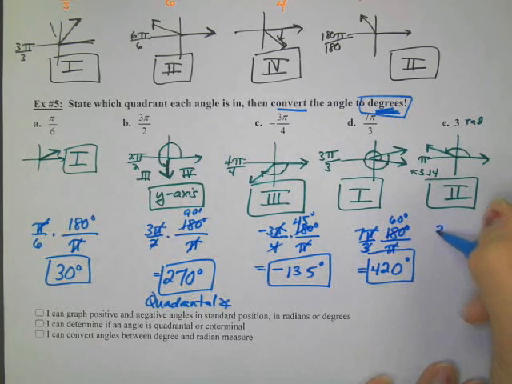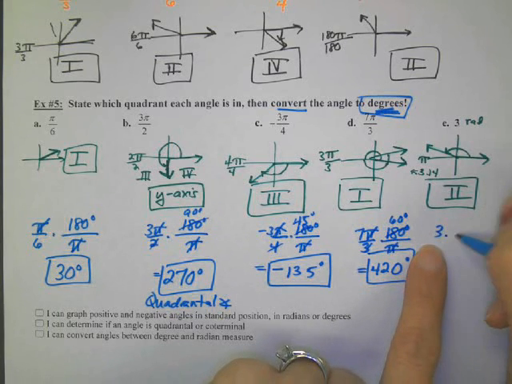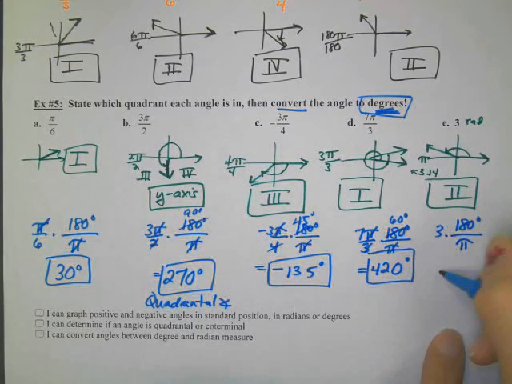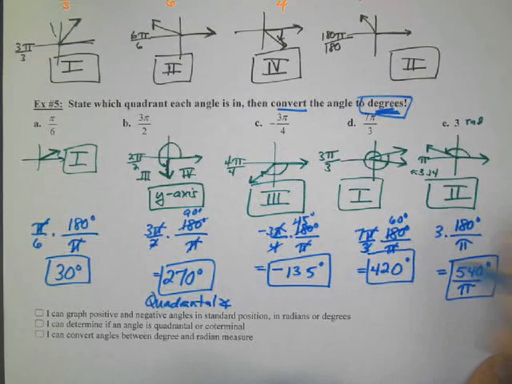And finally, 3. There's no degree bubble. Don't add it. That means radians. This means radians. So you want radians to cancel. You put the pi down there, and you put 180 on top. Okay? Now this is weird because when you multiply, that's 540 degrees over pi, and that's how you would leave it. Because 540 doesn't cancel with a pi. Okay, can't wait to see you tomorrow.